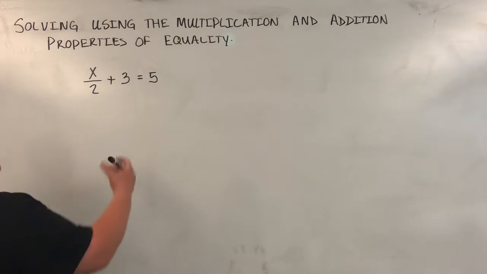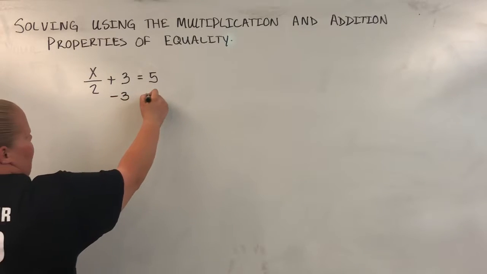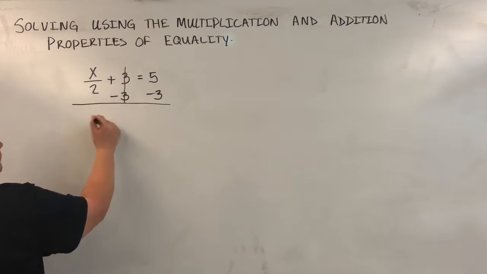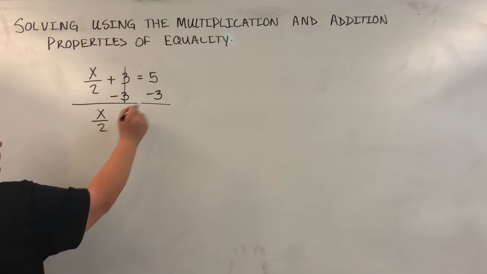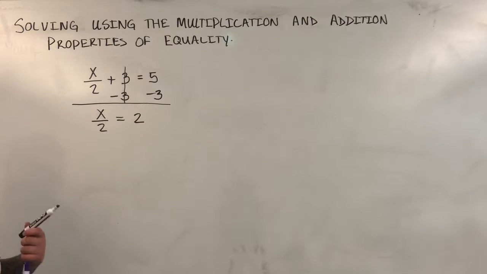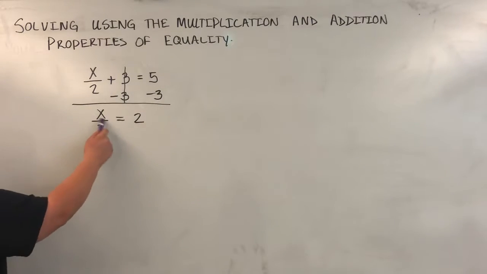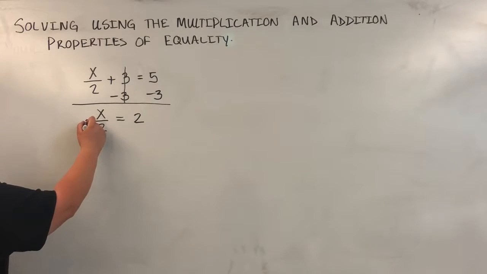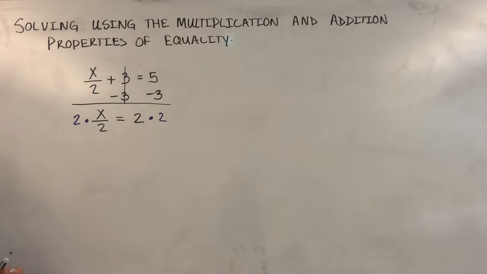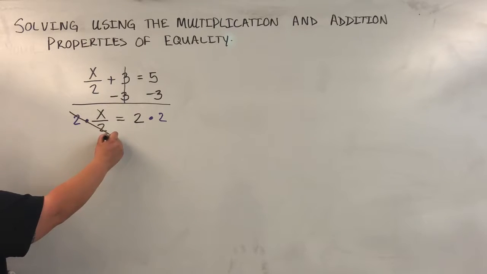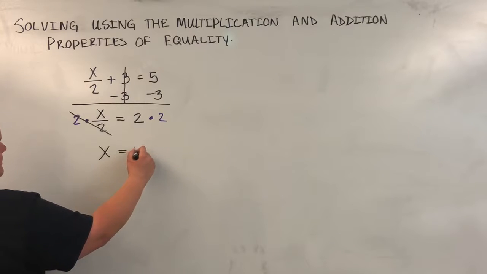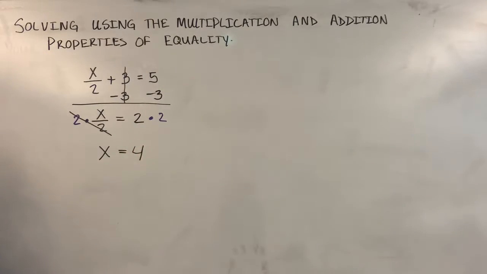To move that, I'm going to subtract 3 from both sides. These are going to cancel. On this side, I'm still left with x over 2, and on this side, 5 minus 3 is 2. Now, to get rid of this division, I have to multiply both sides of the equation by 2, so that the division and multiplication cancel out, and I'm left with x on this side. On the other side, 2 times 2, that's going to be 4.